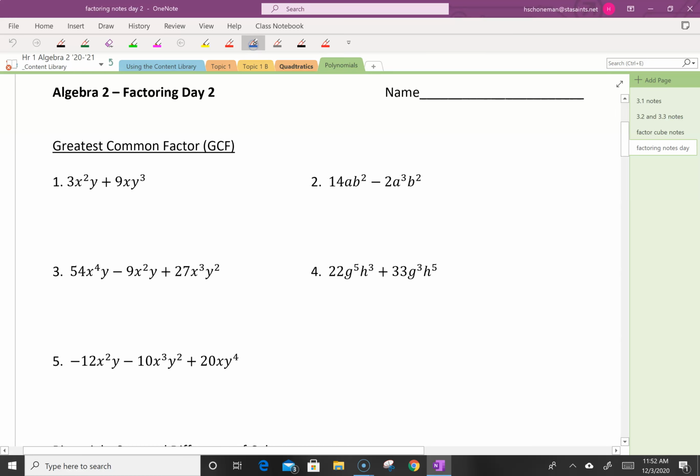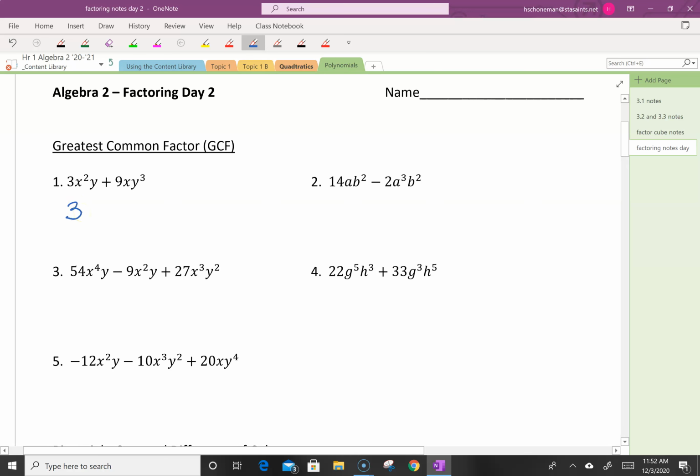So as we continue on in factoring, I want to review greatest common factor because you need to be looking for the greatest common factor every single time you have a factoring problem. It's the first thing that you should look for. So the greatest common factor is the largest number that you can divide into both. So the largest number I can divide into 9 and 3 is 3. So I'm going to take out a 3.